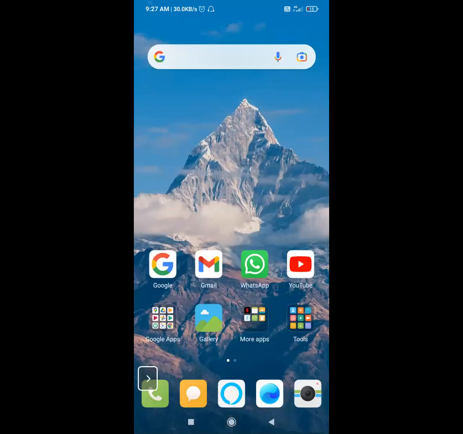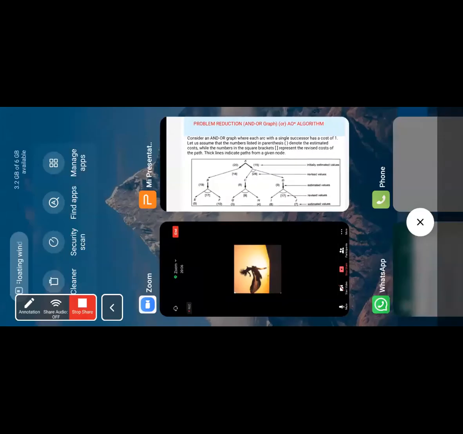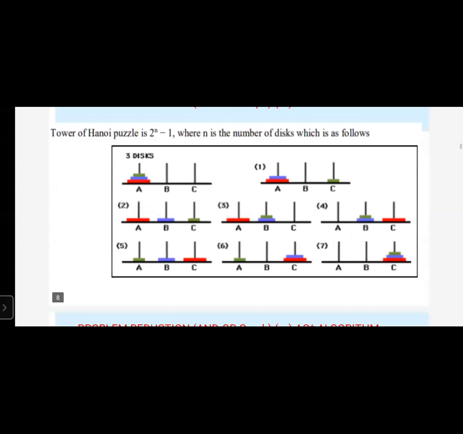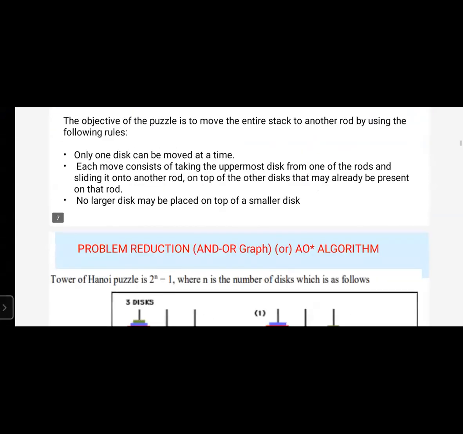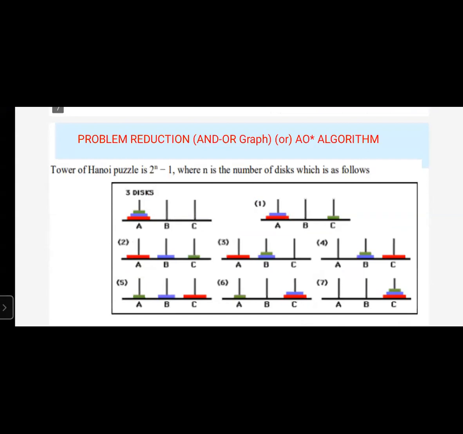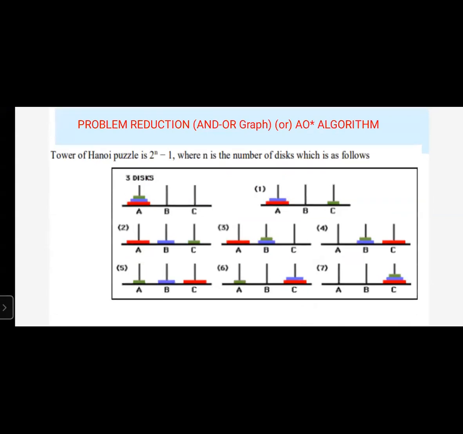Okay. Now see this one. These are the three rules that are given to us. Now, this particular Towers of Hanoi puzzle can be solved by using this formula. That means the number of moves I can make is given by the formula 2 power n minus 1, where n is the number of disks.